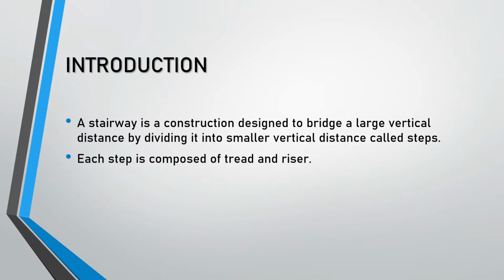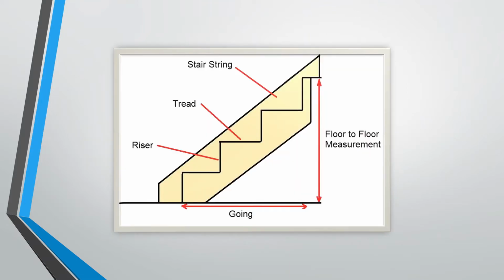Gambang. As for the introduction, we started off with the definition of stairway. A stairway is a construction designed to bridge a large vertical distance by dividing it into smaller vertical distances called steps. Each step is composed of tread and riser. As you can see, the image shows the components that build a stairway, that consists of tread and riser. So the tread is the one we step on and the riser is the height of the tread.